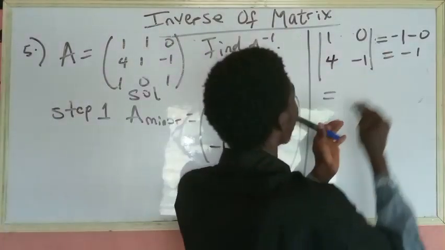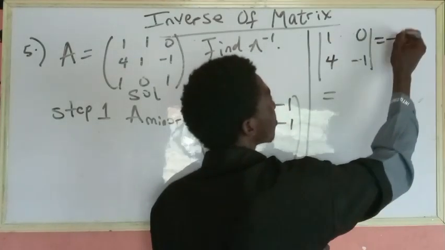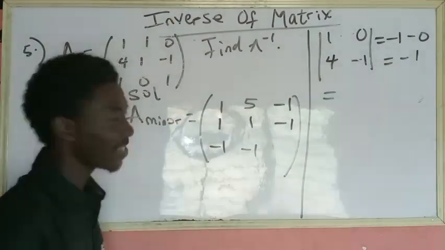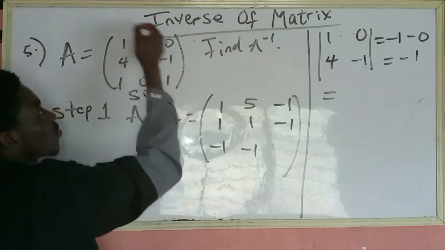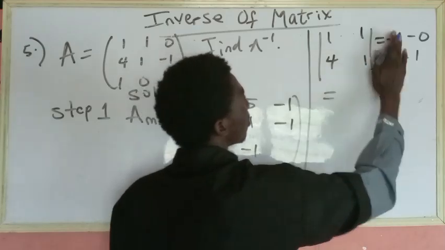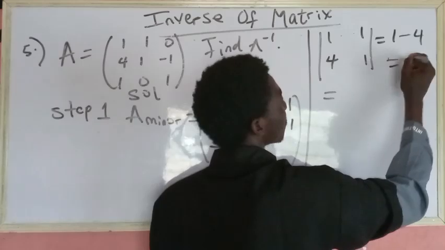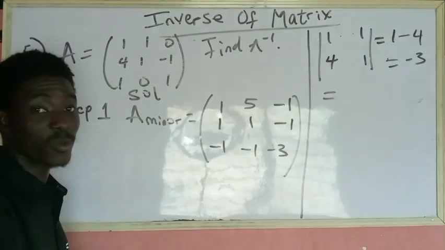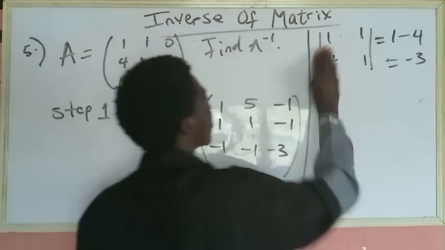What do you have in turn? I have a minus 1 and I have a 0. I have minus 1. Can you see that? This 1 covers this column and this row. I'm left with 1, 1, 4, 1. And what does that give me? That gives me 1 minus 4 and that is minus 3. So I have a minus 3 again. Can you see that it's very stressful, but you have to follow the actual step. This will be the minor of matrix A.